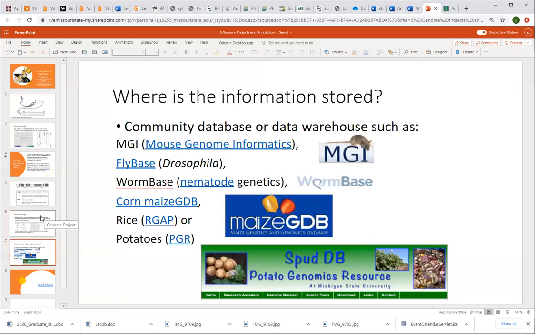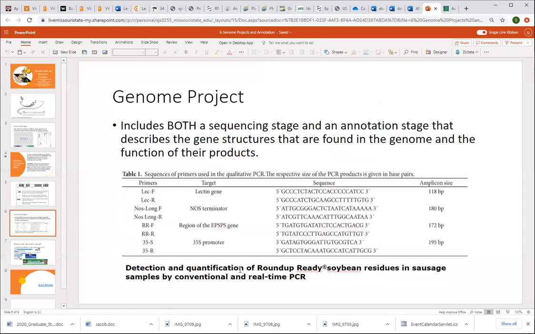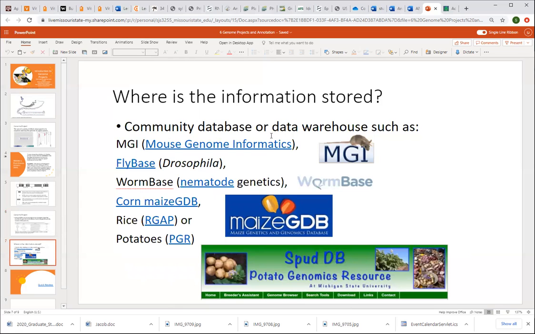So if you have all this information, like let's go back to this real quick. How do we know where we store this information? So community databases or data warehouses, and these are very specific to the organisms we test. Now, a lot of these, especially in mice, would also be found in databases such as NCBI. They have a lot of organisms there, model organisms. But these are different databases: Wormbase, Maze, GDB, SpudDB.